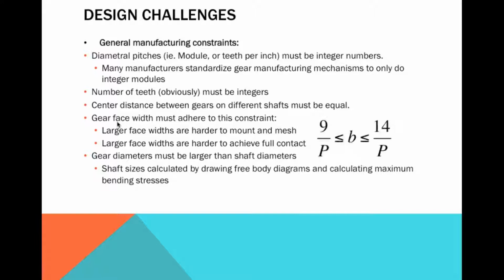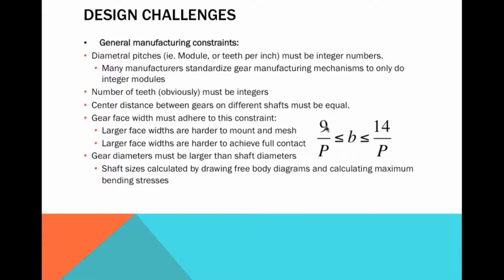And the gear face width must adhere to this constraint. This is a manufacturing constraint again, that we are attempting to make the face width of each gear about the same. I mean, not about the same, but they need to be not so big that it's hard to get the gears to mesh together, because the greater that we make the face width, the more area, if you think about it from a manufacturing standpoint, more area that we have the chance to not be very precise. So if we want to be more precise, we would make smaller face widths.